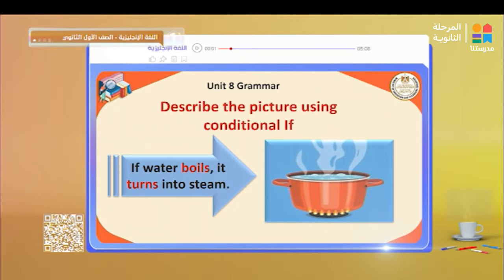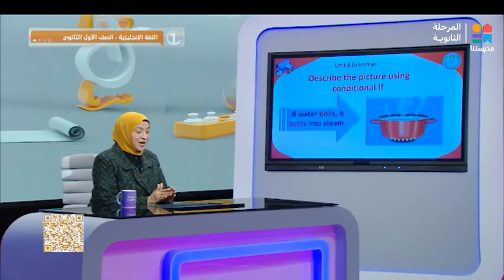So here we use the present simple. If water boils, that's a present simple, it turns into steam, again present simple. So this is if 0, and it's used for facts.